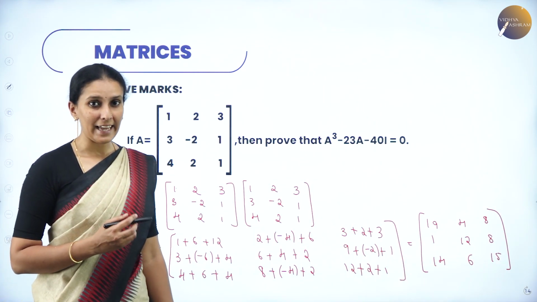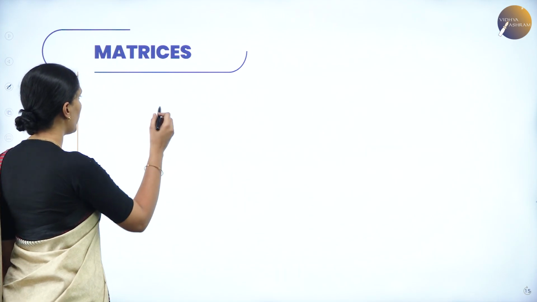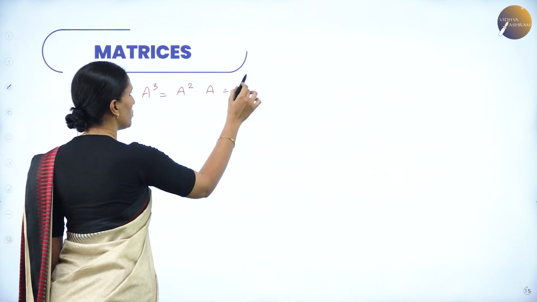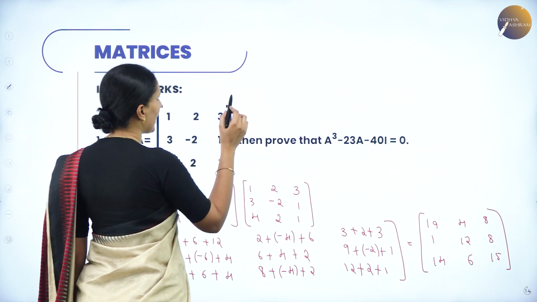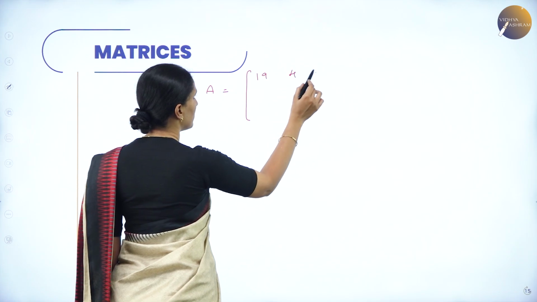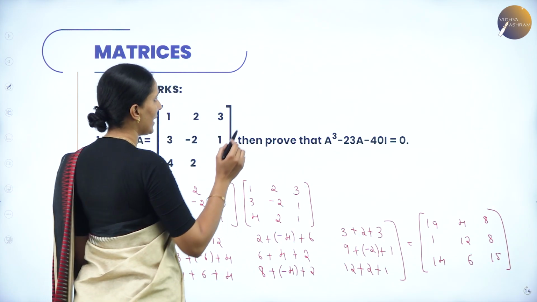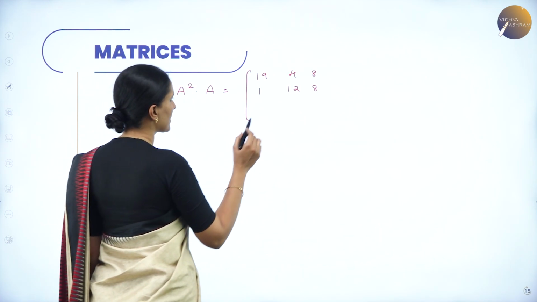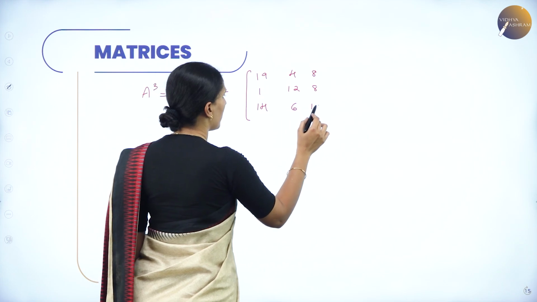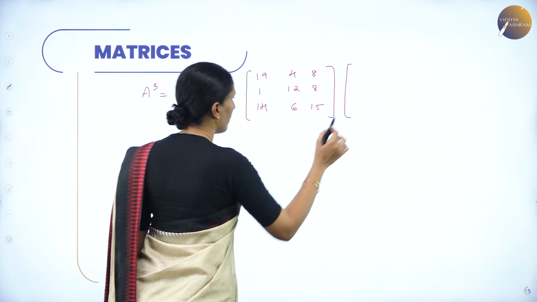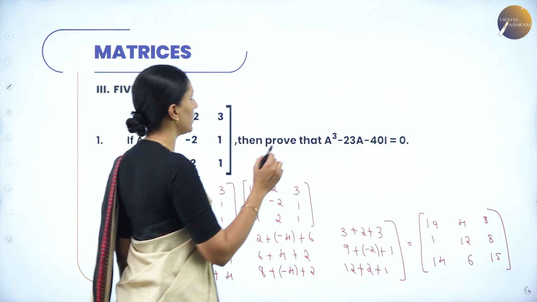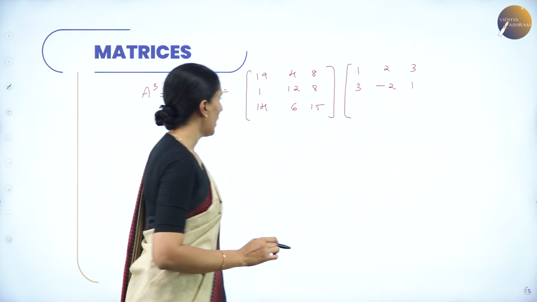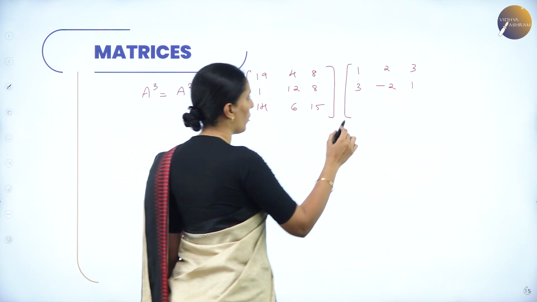So after finding A square, we can find A cube. So A cube is A square into A. So we got A square as 19, 4, 8. Next we have 1, 12, 8. Next we have 14, 6, 15. Again with A, we are going to multiply. That is 1, 2, 3. 3 minus 2, 1. And the last row is 4, 2, 1.